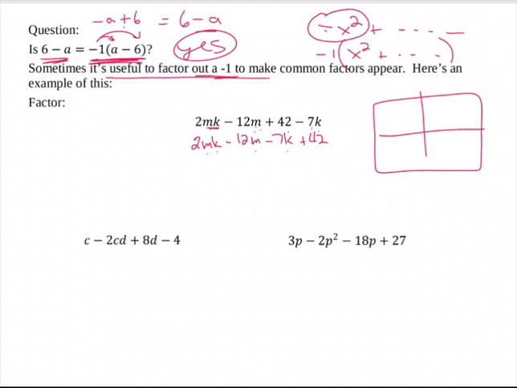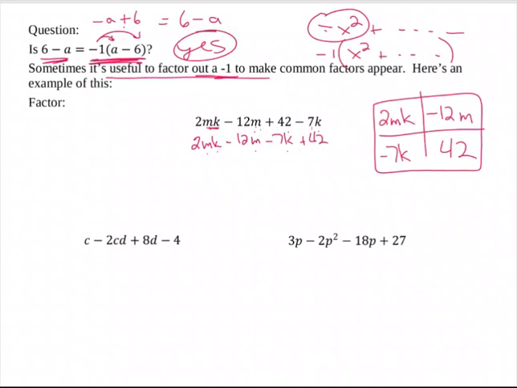on the original problem. So because of that, I'm going to write my highest degree term, 2mk, and then the negative 12m goes here. And then the negative 7k, because that also has a degree of 1. And then the 42 has a degree of 0. That's how we're setting that one up. Okay, still highest degree, right down to the lowest degree.